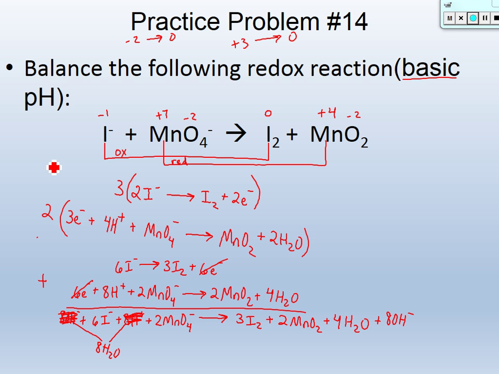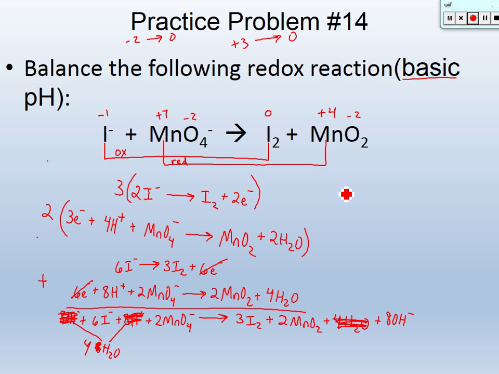Okay, but then on step 7, it also says to adjust the water as needed. If I've got 8 waters on the left, how many did I have on the right? 4. Are all 4 of these going to be canceled out? Yeah, so those 4 are gone. How many's left over here? 4. Okay. And that's it. Now let's write the equation as it should be.